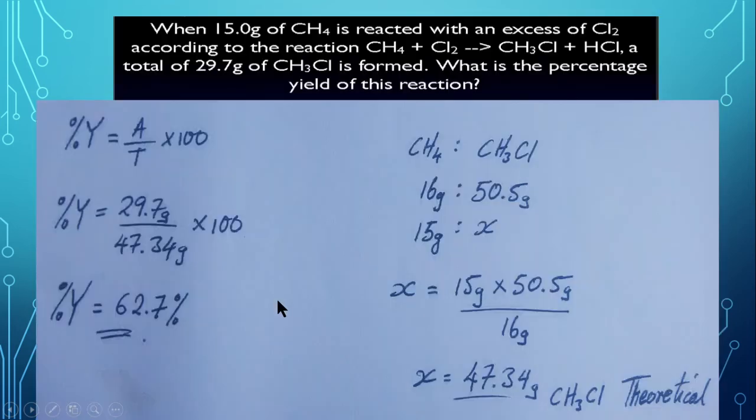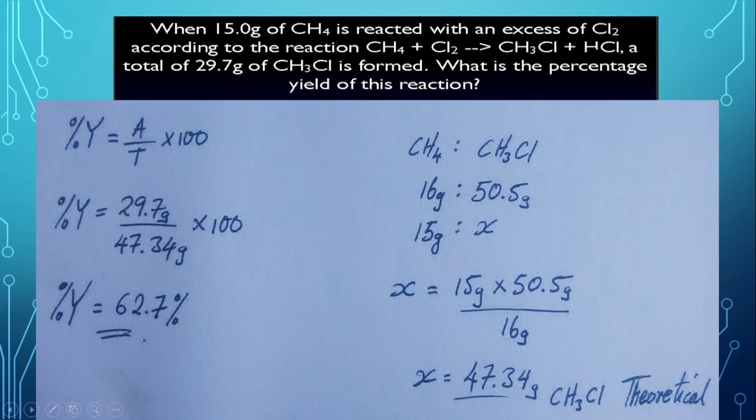So my last question: when 15 grams of methane is reacted with an excess of chlorine according to the reaction, a total of 29.7 grams of chloromethane is formed. What is the percentage yield of this reaction? This one goes back to percentage yield, where percentage yield is equal to actual over theoretical. Then as usual, I have to find my theoretical mass of yield. So I go to my balanced equation, which gives me my fixed ratios: 1 mole reacts with 1 mole to give me 1 mole and 1 mole of HCl.